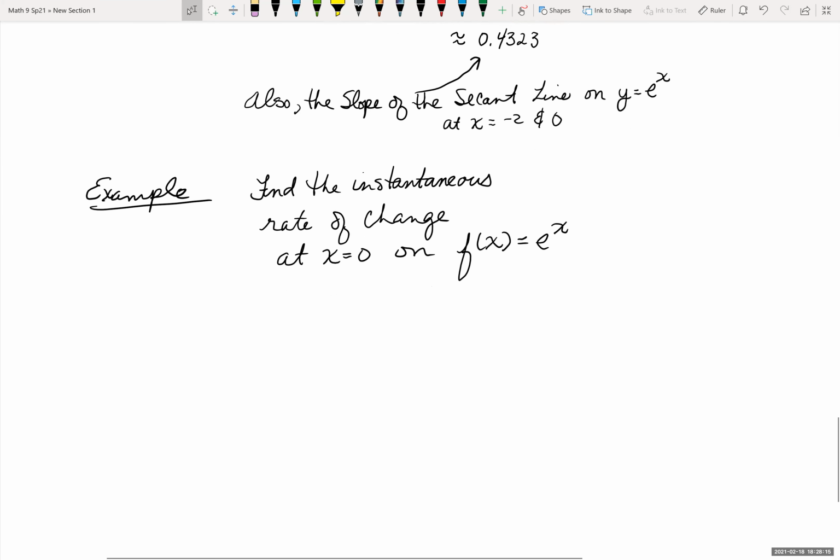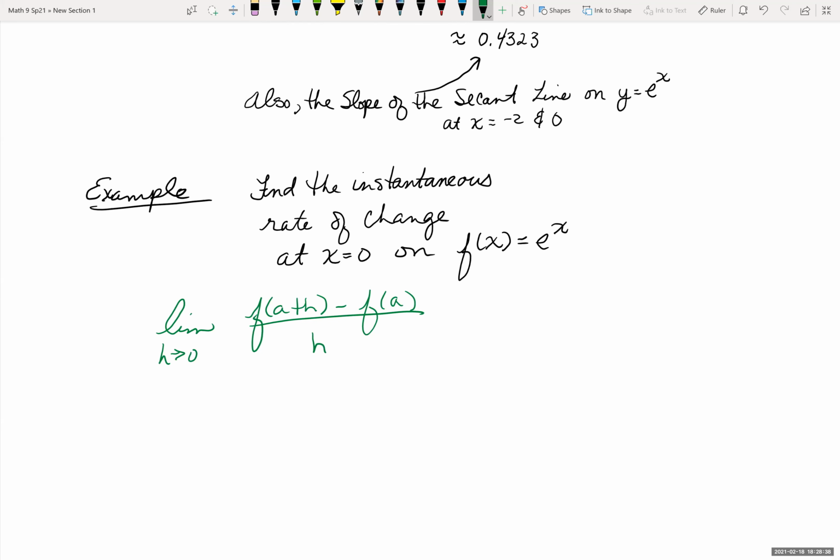So we want to find exactly what's happening when x equals 0. So recall, we looked at the definition. Let's rewrite that. So instantaneous rate of change, we're looking at the limit as h goes to 0 of f of a plus h minus f of a, all over h. Our a value in this case is 0. So a equals 0 in this example.